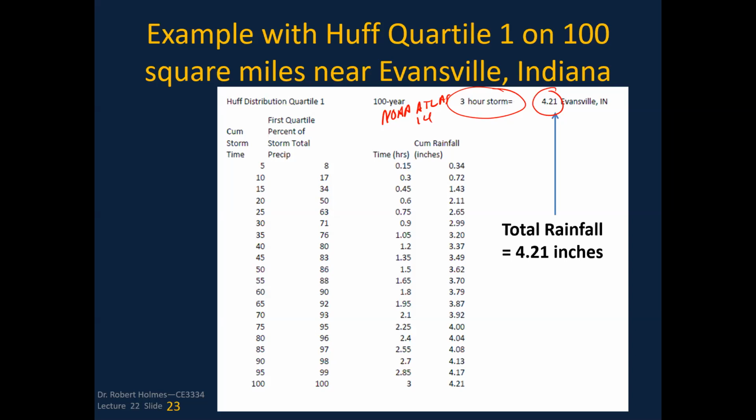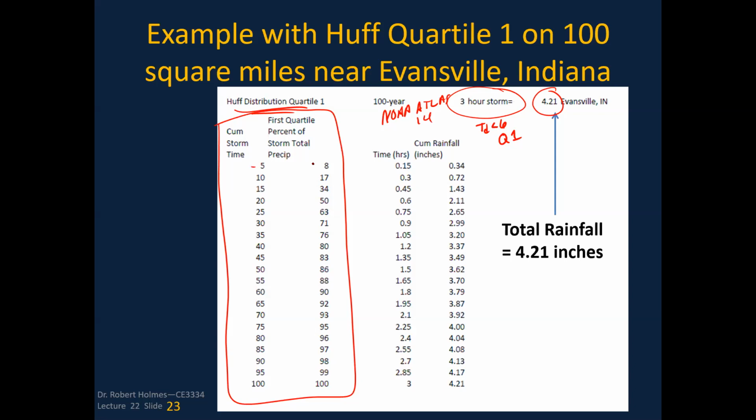Then I want to take that and distribute it through time. Because this duration is less than 6 hours, I'm going to use a quartile 1 Huff's distribution. So I pull that down. This is right out of the report here. I'm in the first 5% of the storm, which, with a 3-hour storm, gives me 0.15 hours. And I multiply 8% times 4.21, that gives me 0.34 inches.